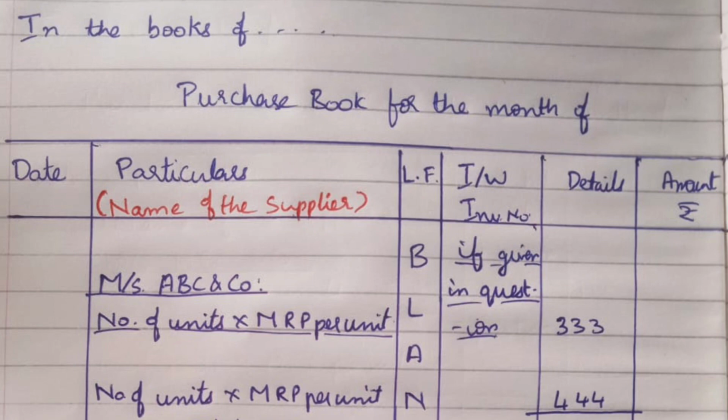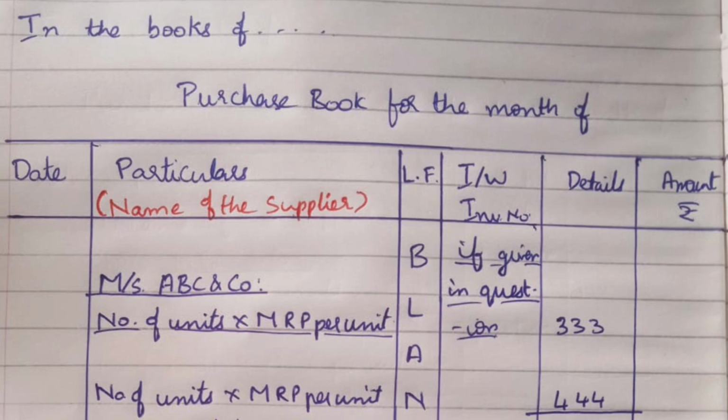The first column being date column, the next column being particulars column, where we enter the name of the supplier, which I have mentioned in red color pen. The next column will be ledger folio. Then the next column will be inward invoice number. After that it will be details column, which is our working note column, and amount column.